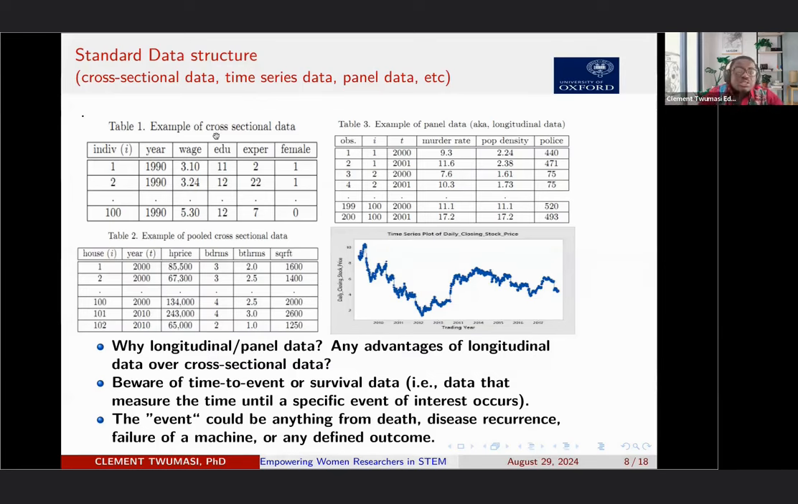That is what matters. So it means that anytime you see a data, or if I give you some data sets, and I want you to classify them or give a name to them, whether they are cross-sectional, longitudinal, or not.